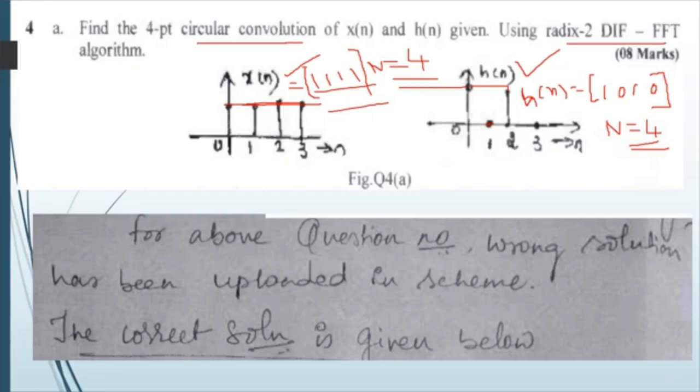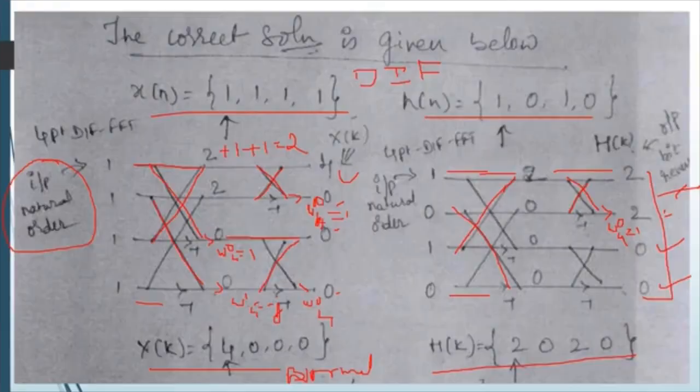It is multiplication. So which method? Radix-2 DIF FFT algorithm. So we take x of n, we take h of n, and the given method is the radix-2 DIF FFT algorithm. We know how to perform convolution by using Stockham's method or the DFT IDFT method. The same procedure we are applying here.